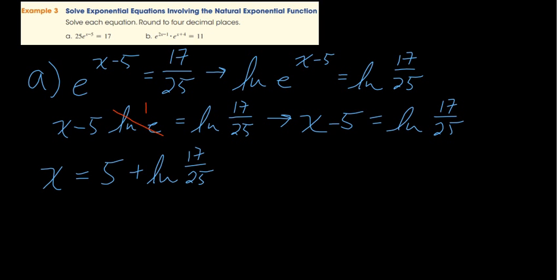Let's see what that is as a decimal. 5 plus the natural log of 17 divided by 25. That is 4.61433. So 4.6143. And that's A. Now let's do B.